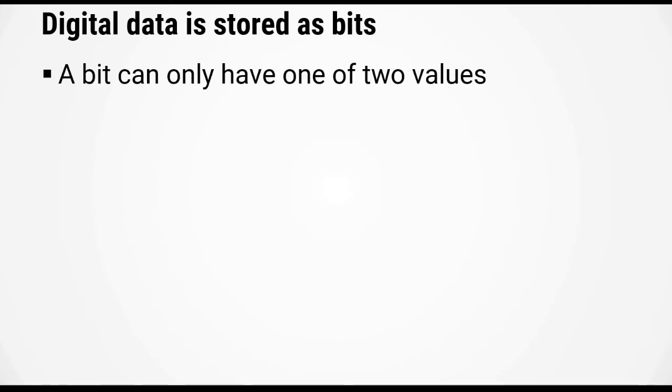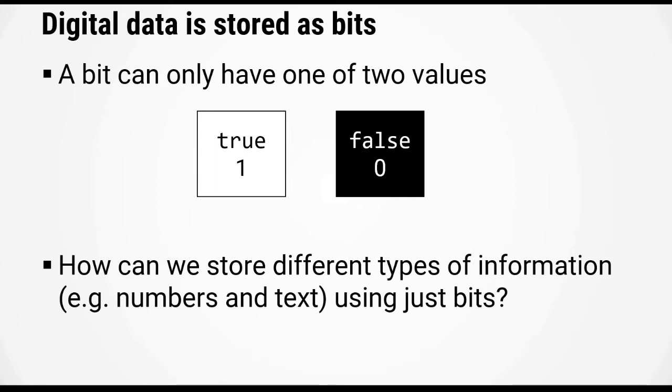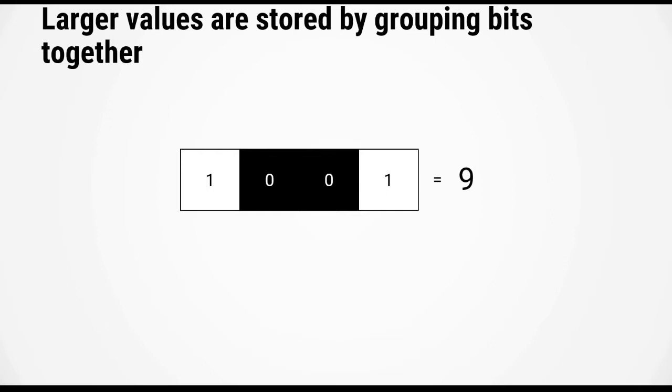Now, all digital data is stored in bits. Bits can only have one of two values. They can either be true, which is represented with a value of 1, or false, which is represented as a value of 0. Now, if a bit can only be a 1 or a 0, how do we store larger values? Well, as we will see in a little while, this is done by grouping bits together. For example, if we wanted to store the number 9, we would need to join 4 bits together. And I'll talk a bit more about this later.